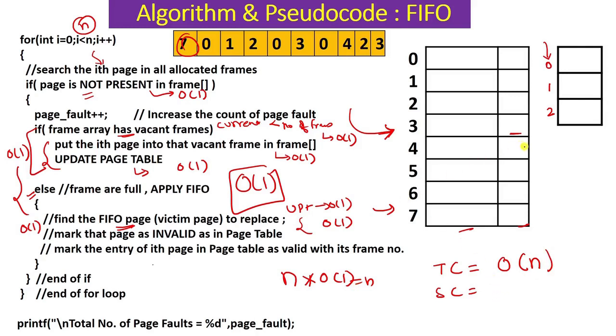And what will be the space complexity? We are taking space for the frame array and for the page table. The space for the frames will be O(number of frames), whatever number of frames we take, let's say 10, 12, or here 3. Plus we take the space for the page table, whatever size the page table is. So this is the space and time complexity for our FIFO page replacement algorithm.